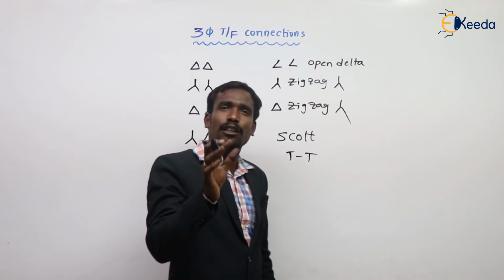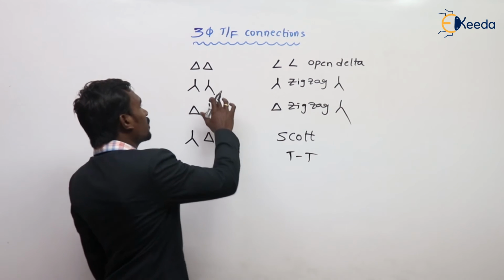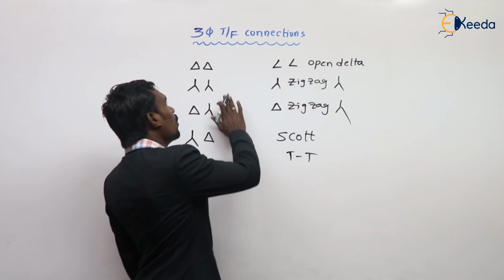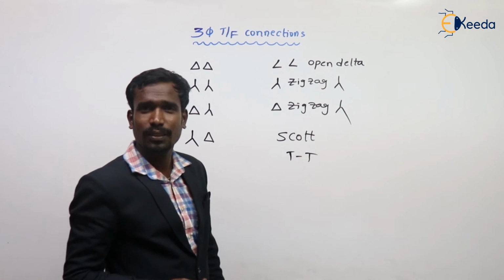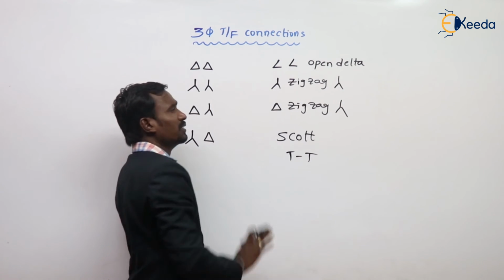In delta we have a closed path for third harmonics, so mostly the EMF is sinusoidal. But in star we don't have a closed path for third harmonics. Hence the EMF may not be sinusoidal. That's why the zigzag connection is the modified connection for these.